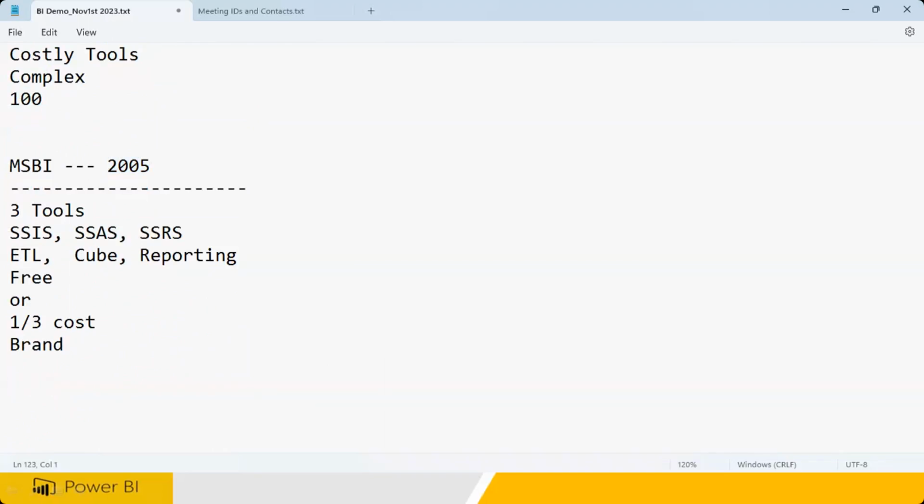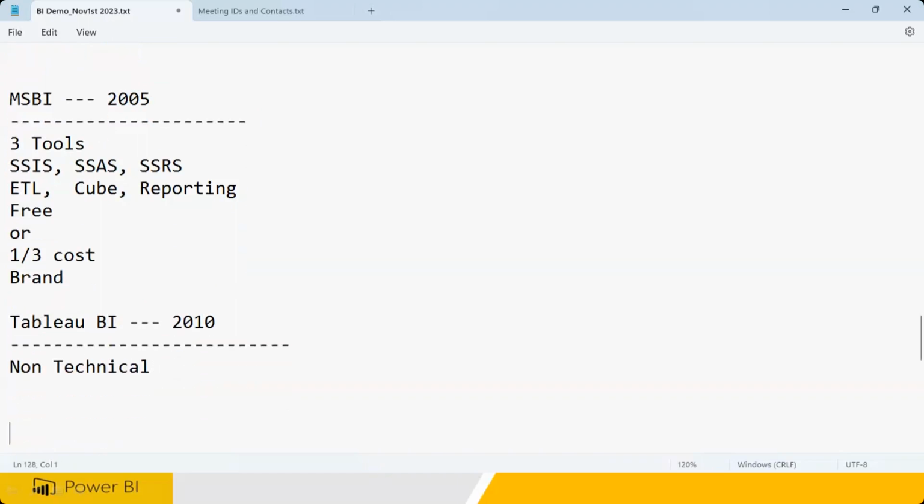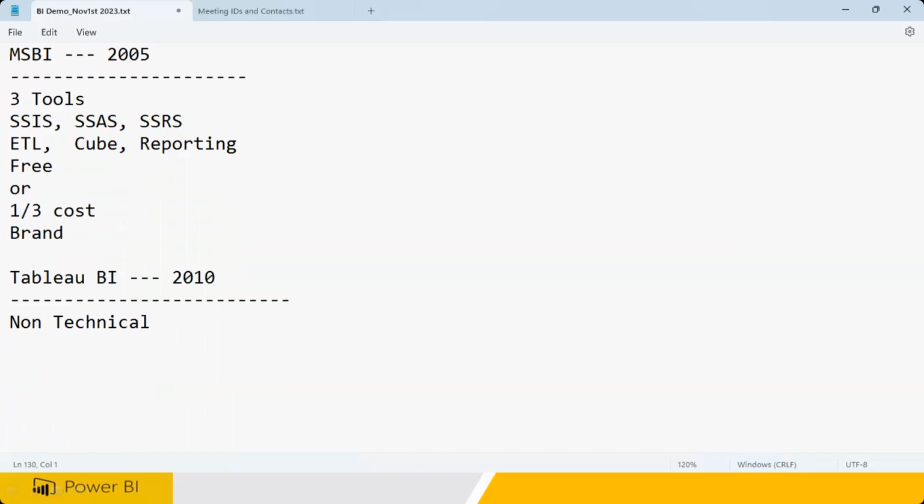Okay, there's a company called Tableau. Tableau BI got released. These people said, hey, you need not know anything. Non-technical people can create a lot of reports, and this is what is called self-service BI.